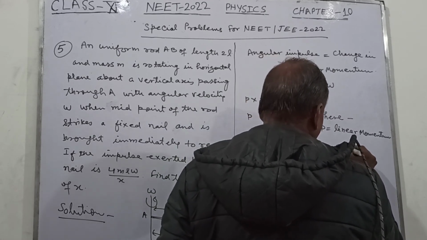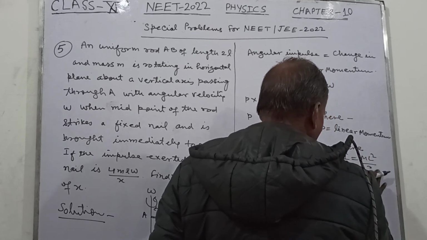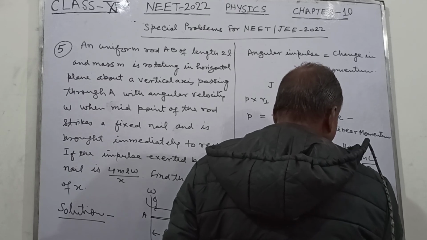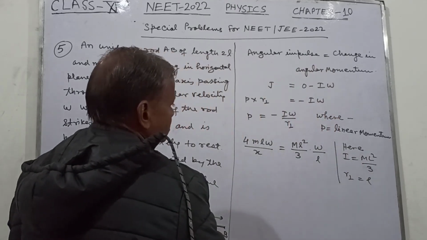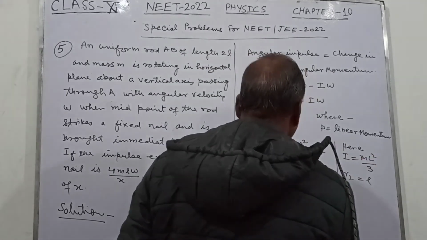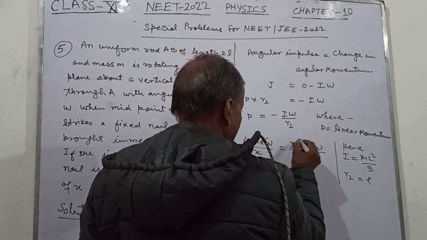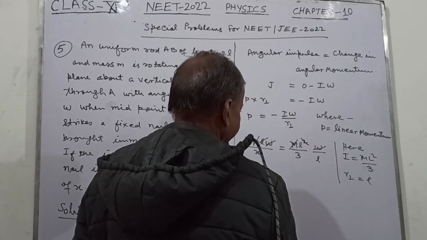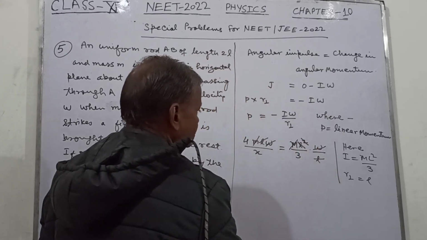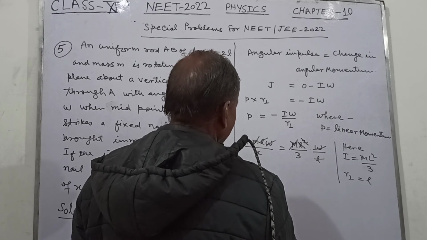So here I is equal to ml square upon 3, and this R perpendicular is equal to L. So this m and m will cancel, omega will cancel with omega, and this L will cancel with this L. So now x is equal to 4 by 3.